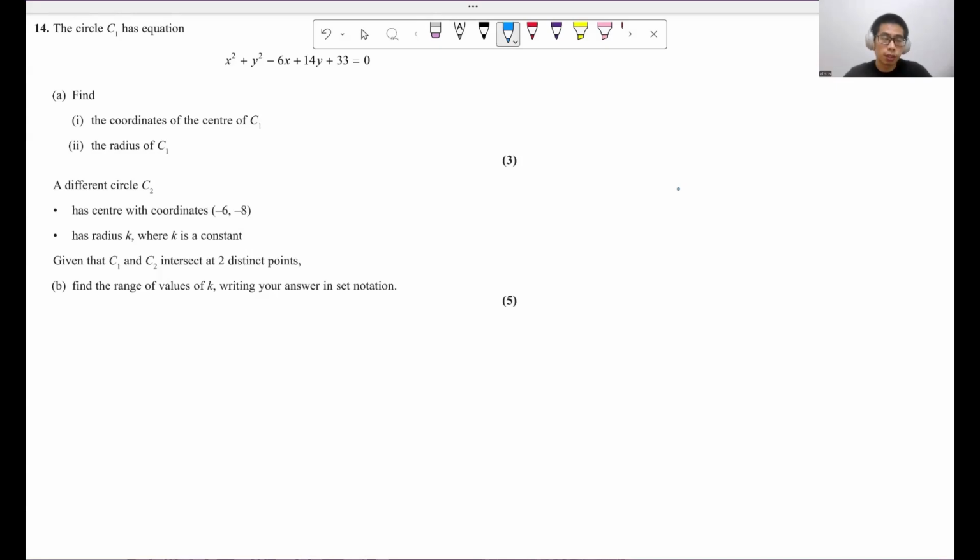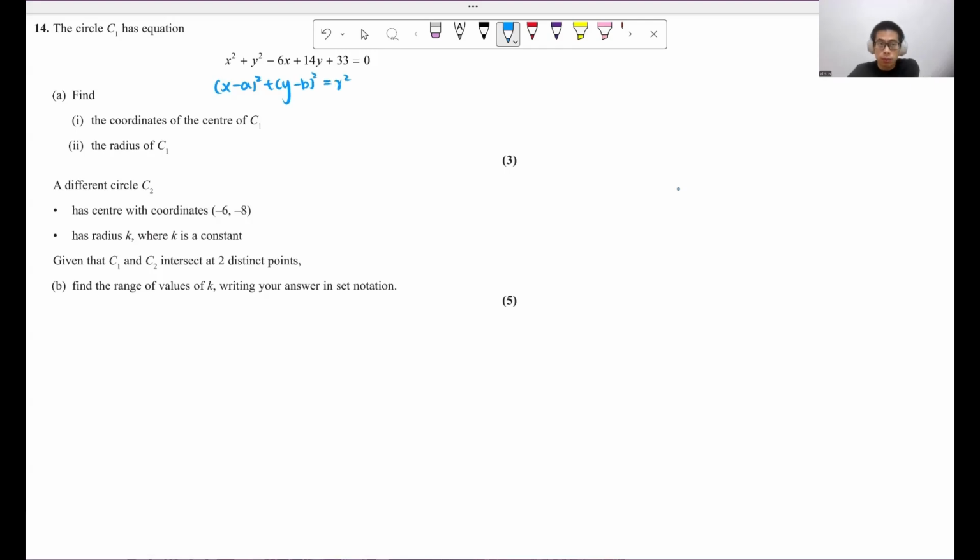Question 14. The circle C1 has equation x squared plus y squared minus 6x plus 14y plus 33 equal to 0. So part A, find the coordinates of the circle center of C1 and then the radius of C1. Okay. So for this one, to find the center and radius, we just have to rewrite into x minus a squared plus y minus b squared equal to r squared form.